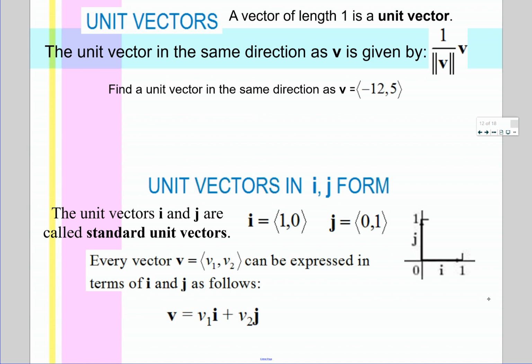It says find a unit vector in the same direction as vector v, which is negative 12, 5. Remember those little pointed brackets mean it's a position vector already for us. So that vector, if I drew it, starts at 0, 0 and ends at negative 12, 5.